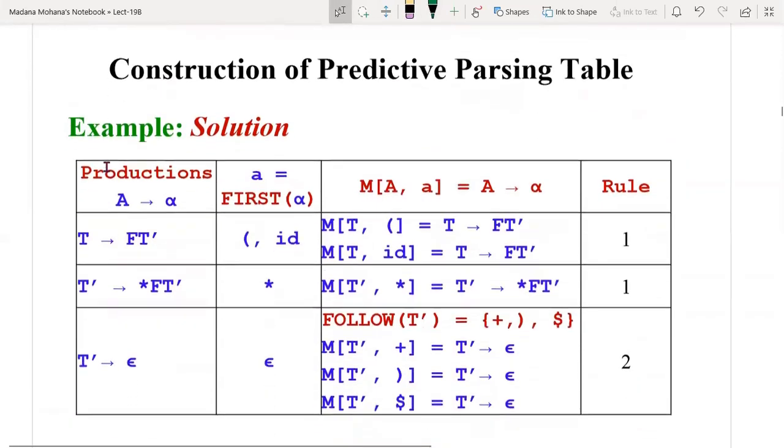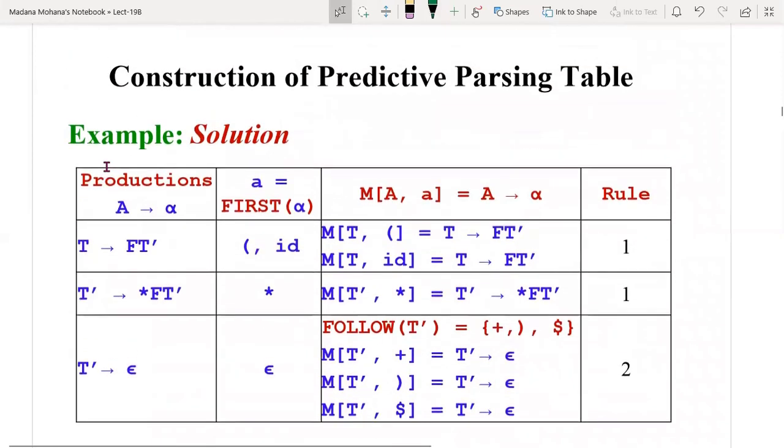Then coming to the next production. So next, T productions you can consider. The T production is T derives F T dash. Now again here alpha means first of F T dash equal to first of F. So you will get left parenthesis comma ID. Now these are all terminal values. Now the left hand side variable is T. Now in the table entry M of T on left parenthesis, then M of T on ID, in both entries you can add the production T derives F T dash. So according to rule 1.